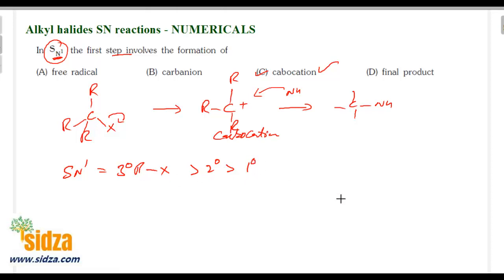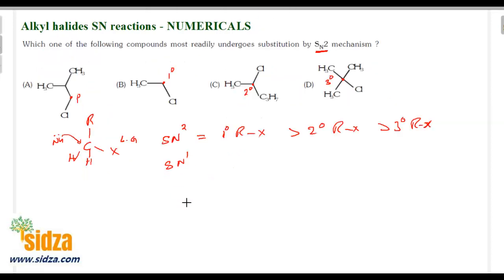This will be the order of reactivity of the alkyl halides towards the SN1 mechanism, and for the SN2 it was 1 degree more than secondary, then tertiary. So the order is reversed. For the SN1, it is the tertiary that prefers it, then a secondary alkyl halide, and then the 1 degree alkyl halides.